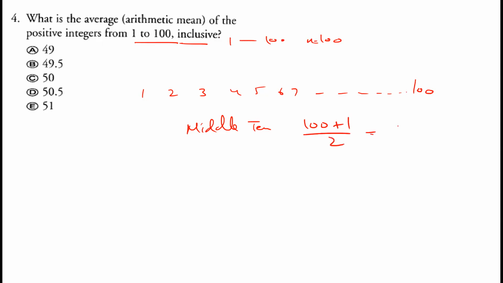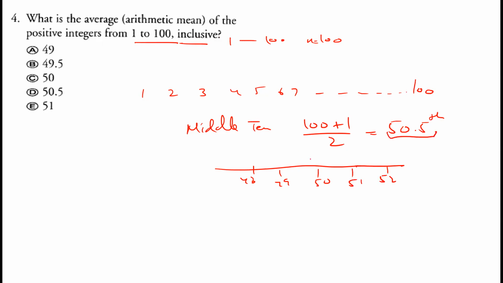100 plus 1 divided by 2 is the 50.5th number. So what is the 50.5th number? This is your 50th number and this is your 51st number, so it is a number between these two numbers. So 50 plus 51 divided by 2 is 50.5.